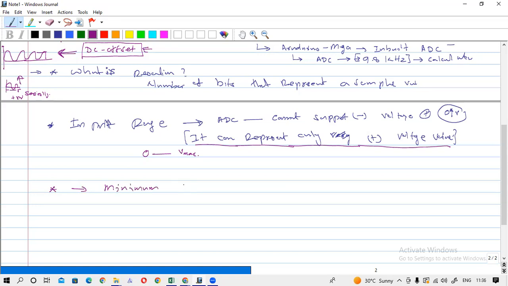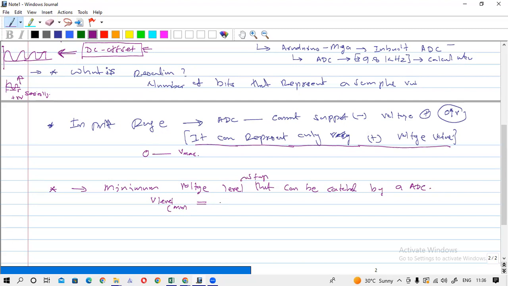We have this resolution and input voltage range, and we can find the minimum voltage level that can be interpreted by the ADC. How can we find the minimum voltage level? This is the minimum voltage step actually. So how can we write it?